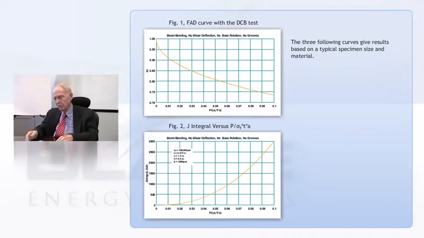And there's several curves showing different things. There's the Fed curve, then under that is the J integral. And for that one, I've used some typical properties. A yield stress of 100,000 psi, that was like the L80 that we looked at just now.